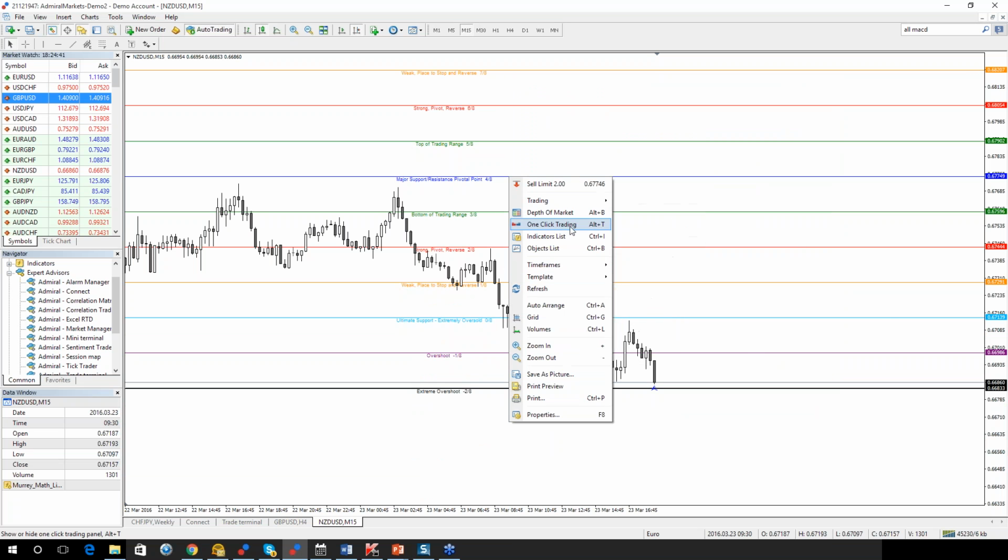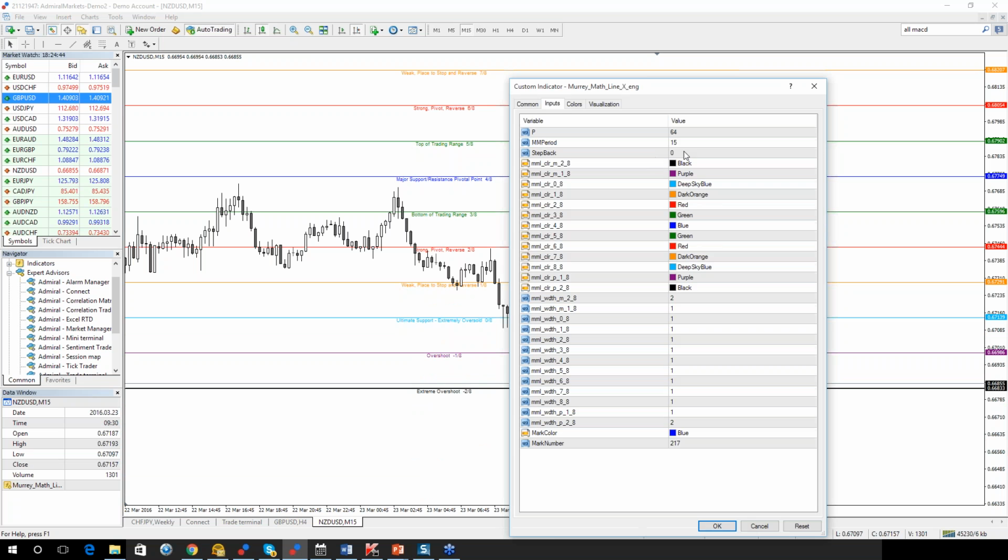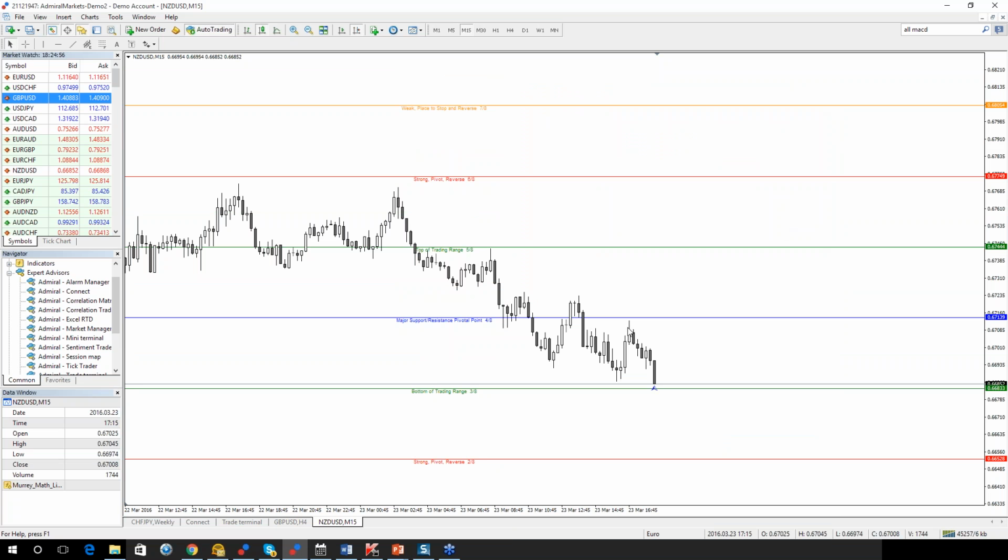Now for other settings, you have the Murrey Math period. So it's actually the time frame. You can place 240 on a 15-minute time frame. So you see now you have 4-hour Murrey Math octaves placed on a 15-minute time frame.